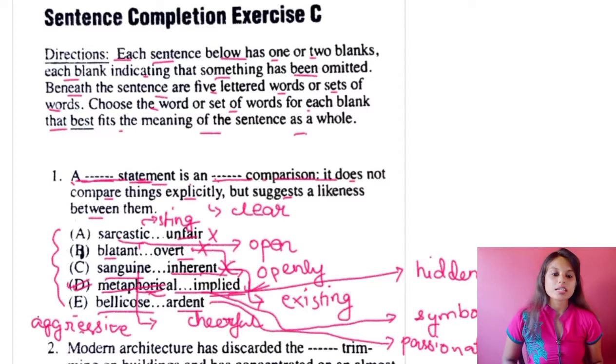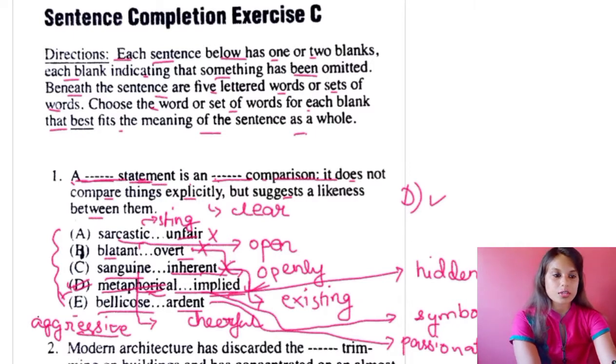If I put a bellicose statement, an aggressive statement, we cannot put it. See, a statement can never be aggressive. That's quite common sense. So this would be wrong. So the most appropriate option for this question would be option number D. Alright, let's move over to the next question, that is question number 2.